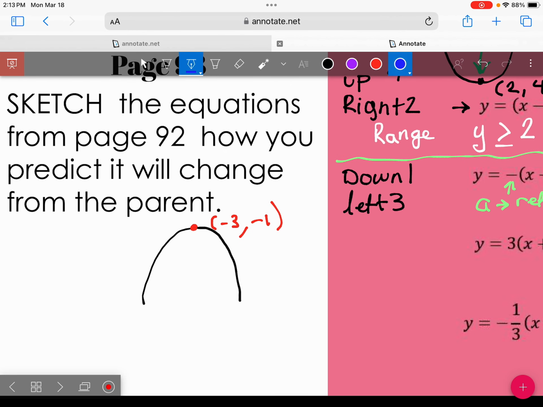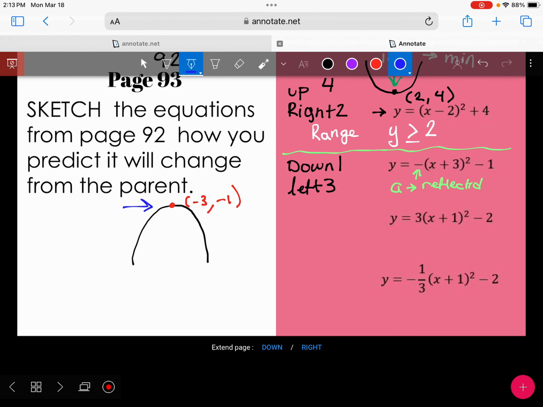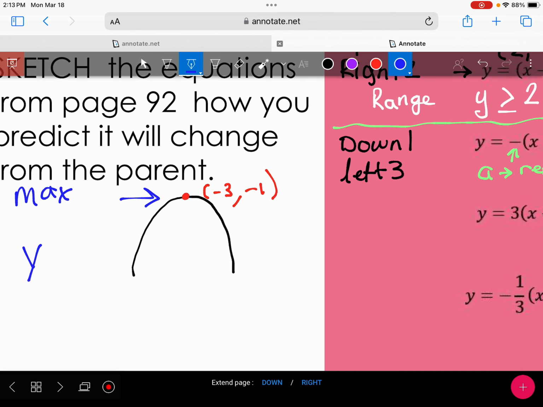So let's think about our range. It's a high point, so this is a maximum. My y's have to be less than or equal to what? What's my value? Negative 1. We're looking at my y value, so it's always going to involve my y value.